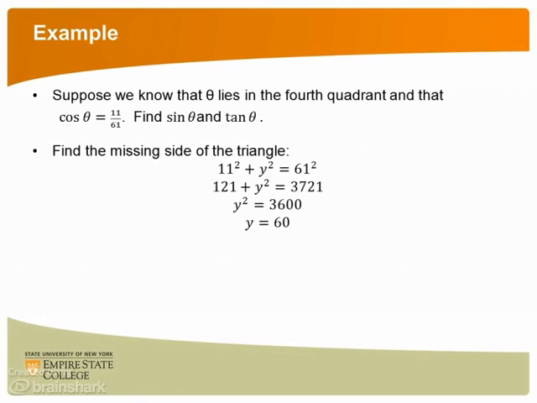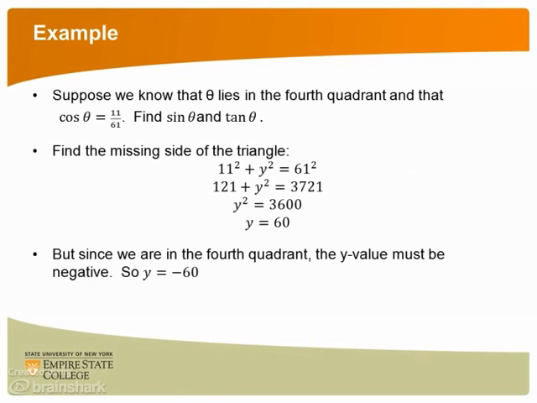Or does it? We need to remember that we are in the fourth quadrant. Therefore, the y value must be negative. Our real y value is negative 60. The sine of theta is the y value over the hypotenuse. So we have negative 60 over 61. The tangent of theta is the y value over the x value, or negative 60 over 11.